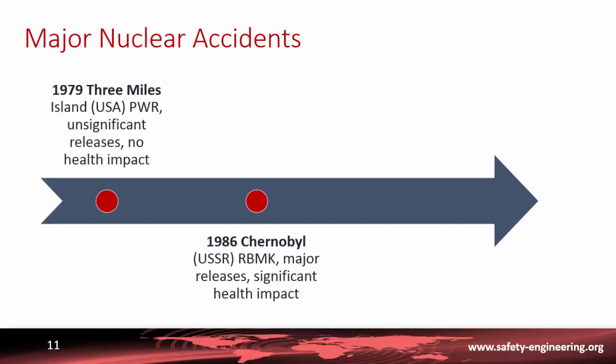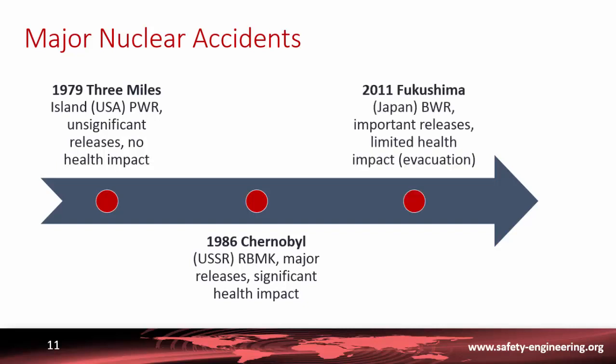Another big accident was Chernobyl in the USSR in 1986. This occurred in a very specific design, the RBMK. There was a major release, with very significant health impact, with a lot of people who died from this accident. And again, we will come back on that later.